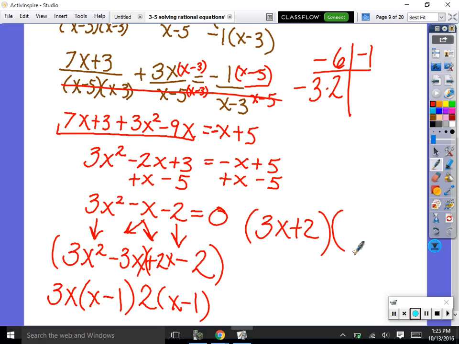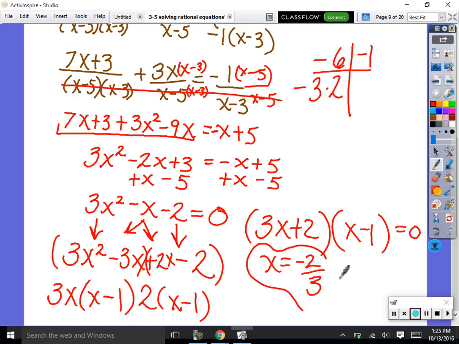So when you solve by factoring, you should have factors 3x plus 2 and then x minus 1. And then you'll set each of those equal to 0 and solve. You should get x is equal to negative 2/3. And you should get x is equal to 1. But you've got to check.